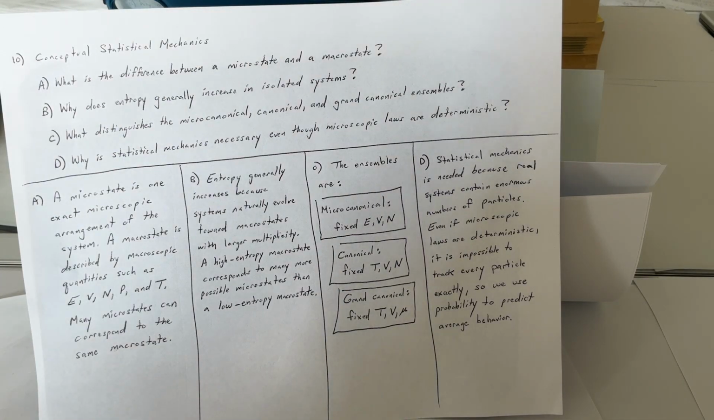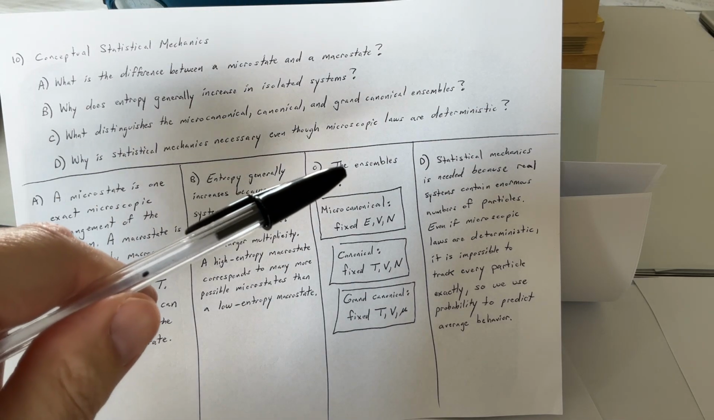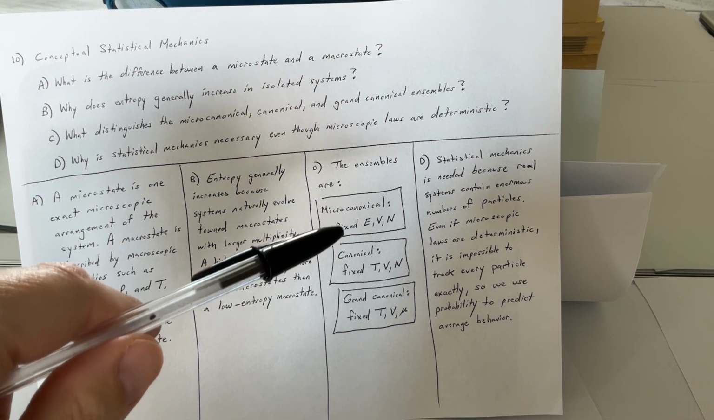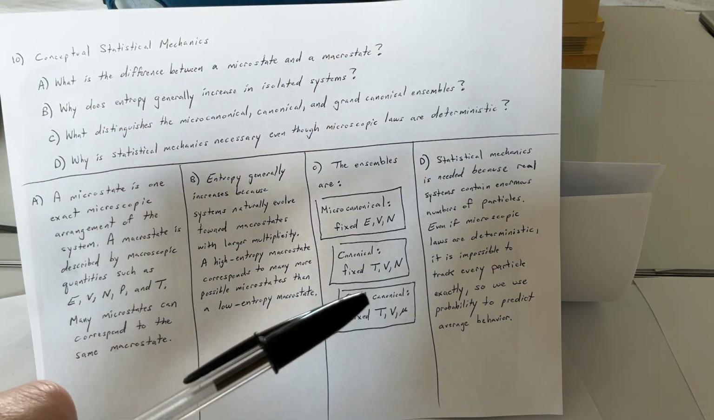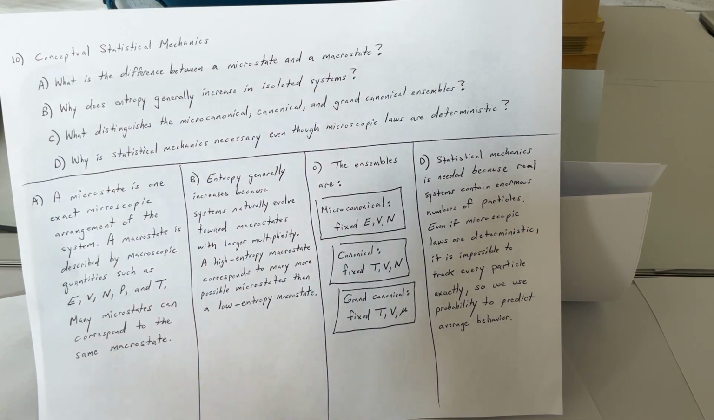Part C, what distinguishes the microcanonical, canonical, and grand canonical ensembles? So here it is. The ensembles are: microcanonical, fixed E, V, N; canonical, fixed T, V, N; grand canonical, fixed T, V, mu. Part D, why is statistical mechanics necessary even though microscopic laws are deterministic?